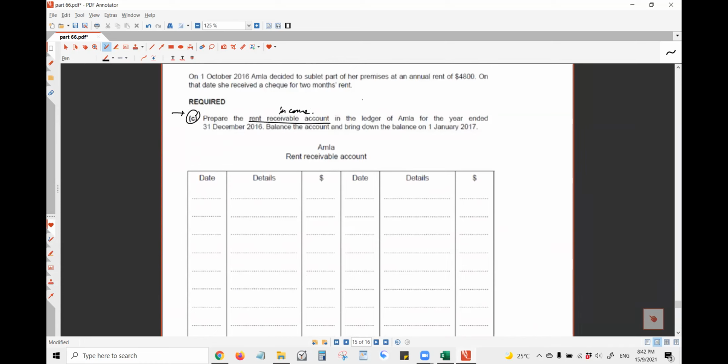In the ledger of AMLA, for the year ended 31st December 2016. Whenever you see this as the year end, you should be happy because it's very easy to observe the dates, the same as the calendar year end. But that's not always the case, right? Year end can be the last day of any month.